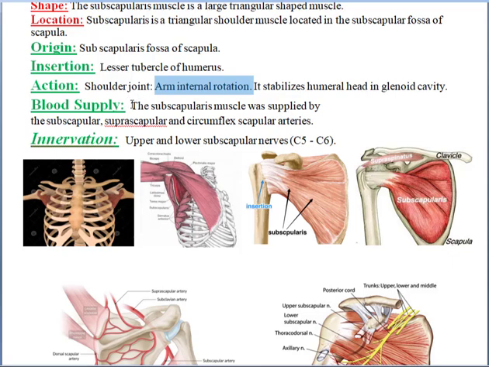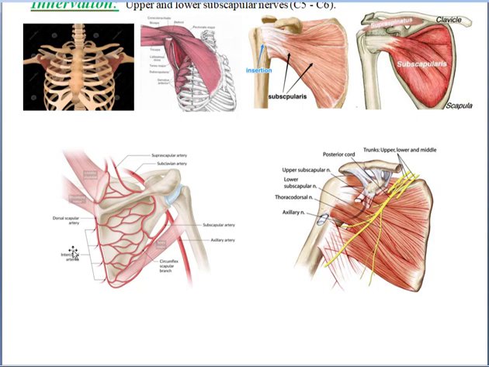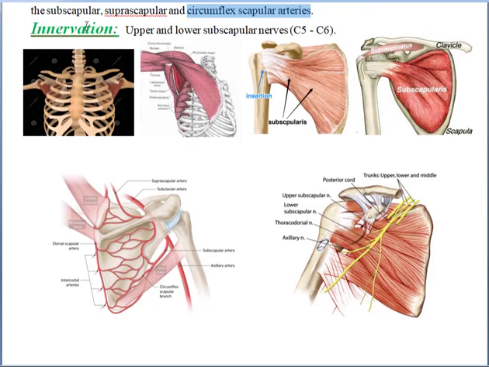What is its blood supply? The subscapularis muscle is supplied by the subscapular, suprascapular and circumflex scapular arteries. You can see them here in this diagram. So these arteries supply oxygenated blood to this muscle. And what is its innervation? It is innervated by the upper and lower subscapular nerves. Upper and lower subscapular nerves here.